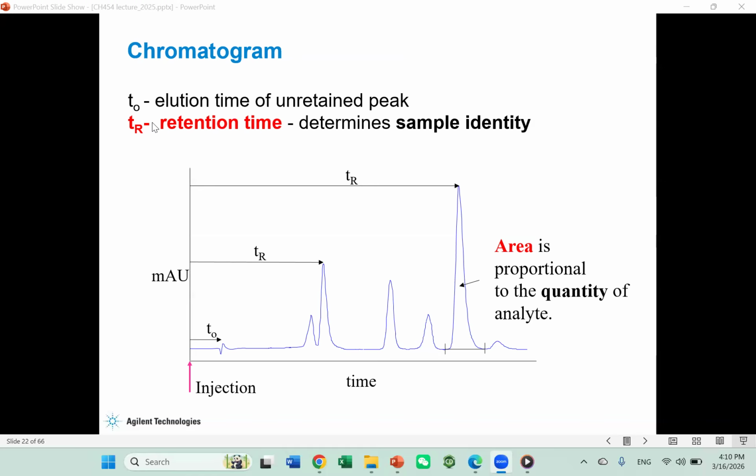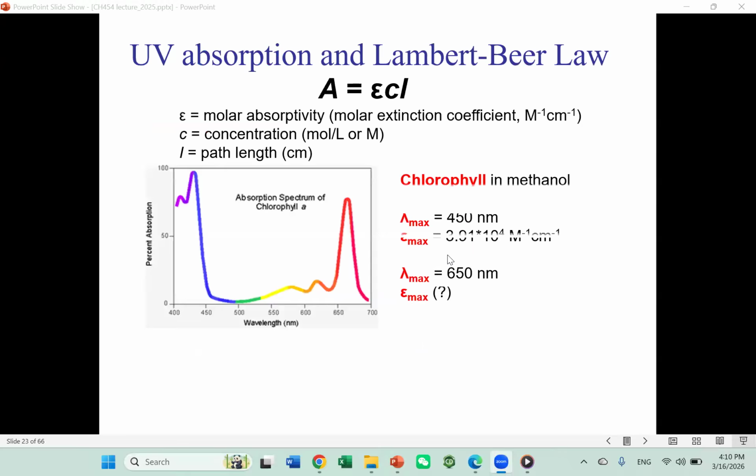Another important piece of information is the area, or sometimes we call it integration. The peak area can be used to quantify the individual components. But individual components have different abilities to absorb UV light, and normally we use a UV detector for DNA digestion. So that comes to the Beer-Lambert law. Okay, so let me do this.